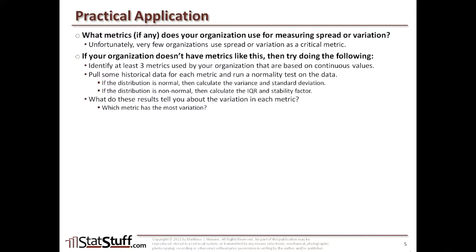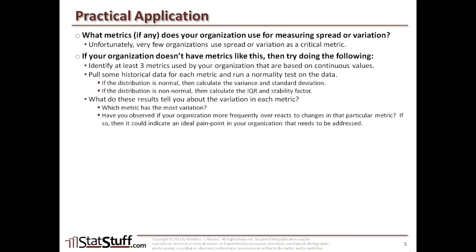Now, which metric has the most variation when you're comparing all 3 of those? And have you observed if your organization is more frequently overreacting to any particular change in one of those metrics? If you find that they are overreacting, then it could indicate that there's a pain point occurring in your organization that needs to be addressed. That is, they might be overreacting because they're not accounting for the variation. If there's high variation, that is, you might see some metric going extremely high and extremely low, and you find yourself getting into a fire drill mode where you're trying to resolve why we went so high and why we went so low, when you actually could just have normal variation occurring in your metric.